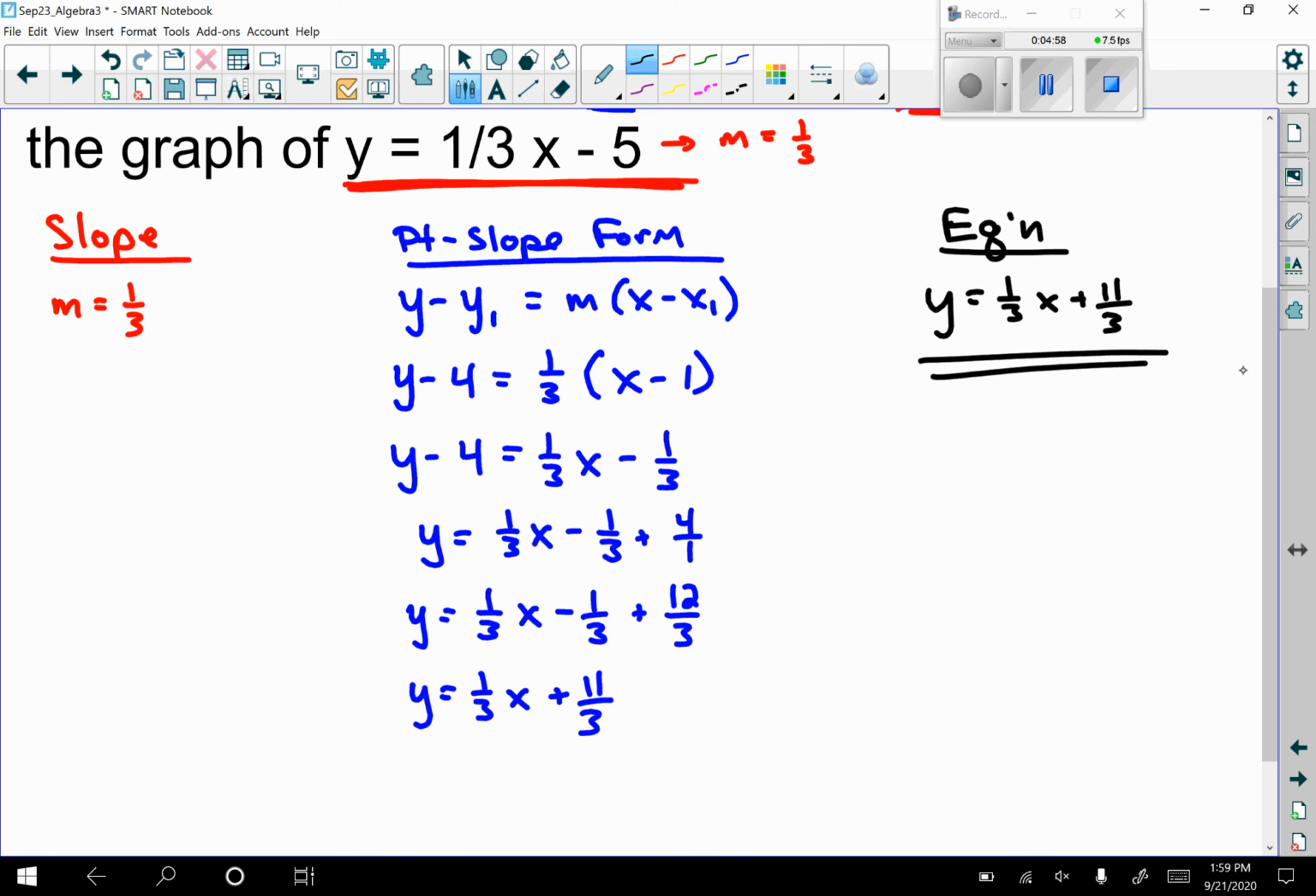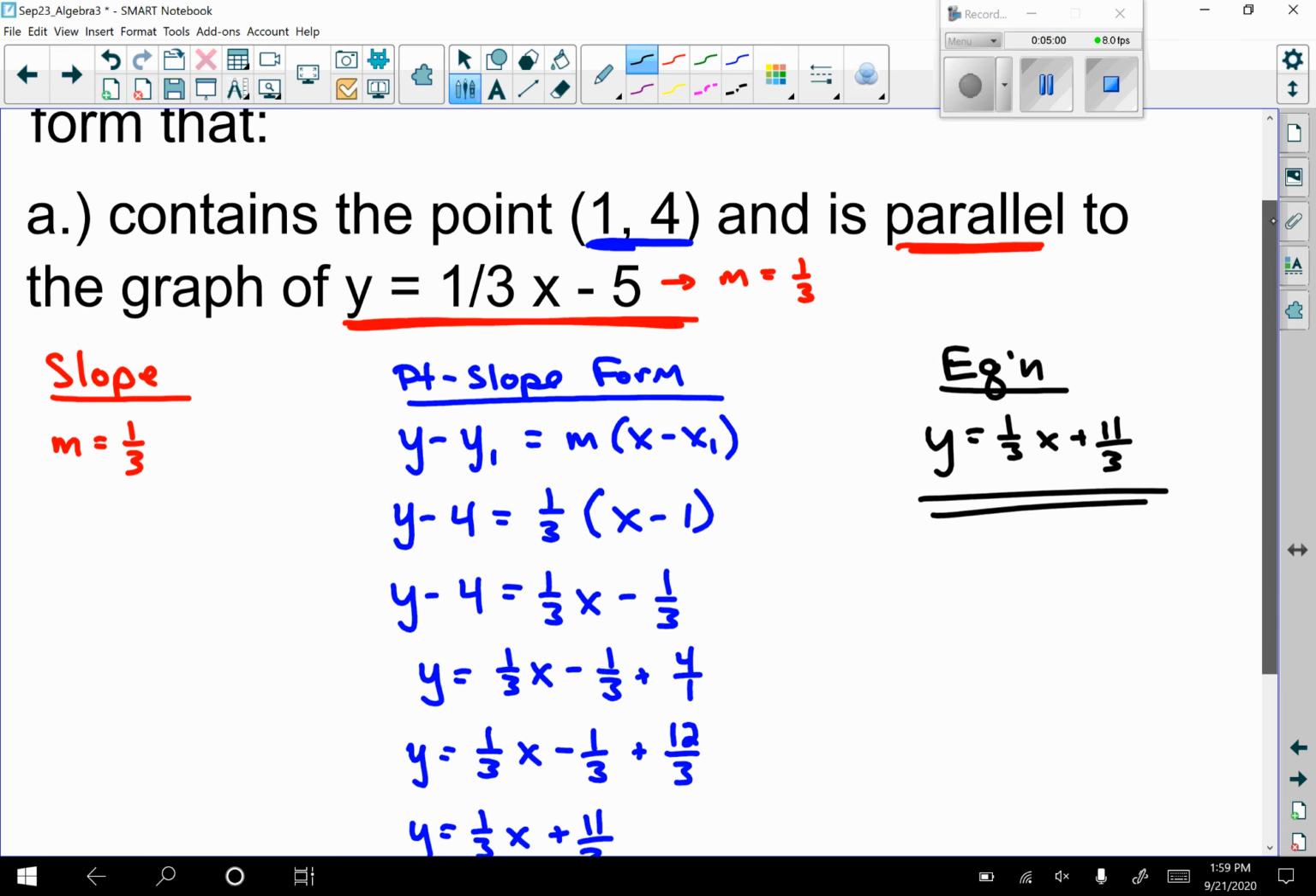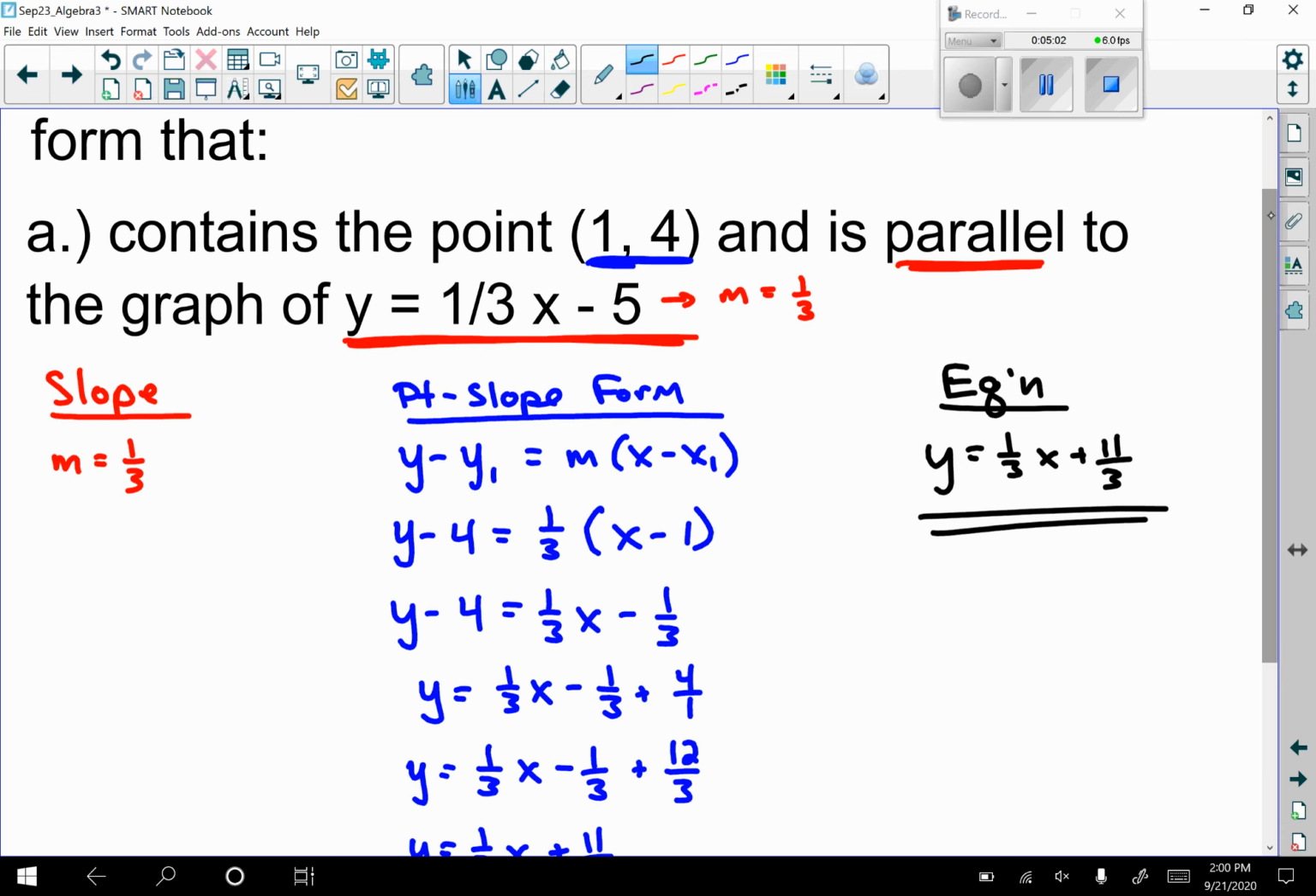How could we check? Very easy. On Desmos, we can graph the line we're given. So you would want to graph this equation. Then you would want to graph our line, and then graph the point (1, 4).